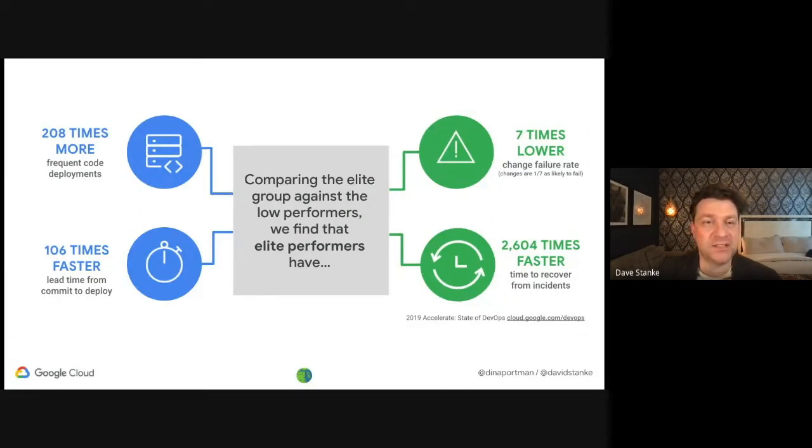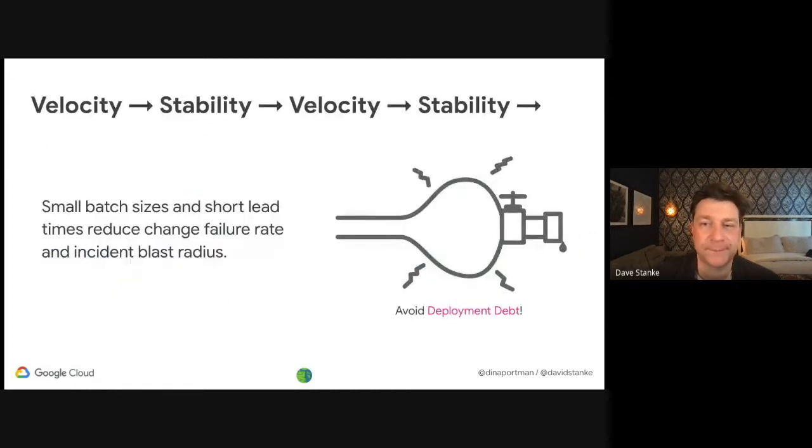So what we can see here is these elite teams are outperforming the low-performing teams on velocity and stability. These are not opposing forces. They're actually excelling at speed and reliability. Now that can seem counterintuitive, right? We're used to the idea that if you go fast, you're going to break things. But if we look at the predictive model that DORA has developed, we can start to see some of the mechanisms here and understand how these are complementary and in fact reinforcing.